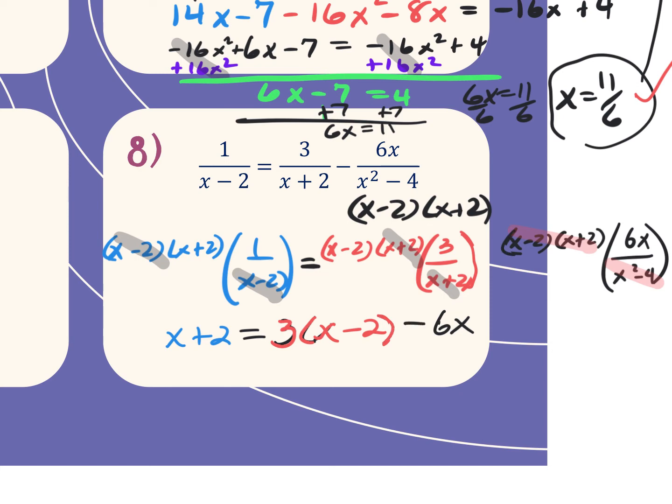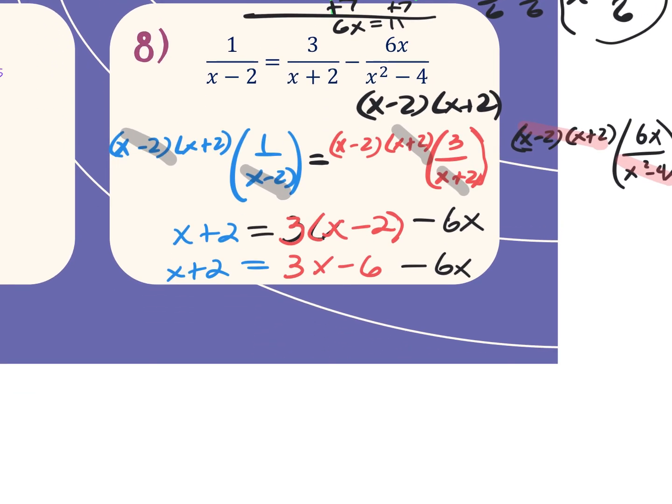So let me distribute the red. The red becomes 3x minus 6. And I still have the minus 6x and the blue x plus 2. So let me go ahead and combine on that right side. I'm going to combine the 3x minus 6x, and I get negative 3x minus 6, and then the blue x plus 2 comes down. Now let me get my variables together.